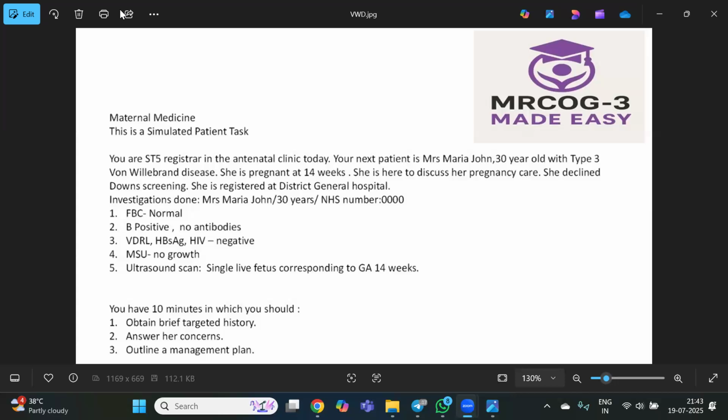You have to ask about the dating scan, whether it's corresponding. Now, that is about the booking blood test and dating scan. She has done the booking blood test and then also the scan. It is 14 weeks. Now, I see that you have declined Down screening, and when you did the scan, can you tell me the reason for declining?